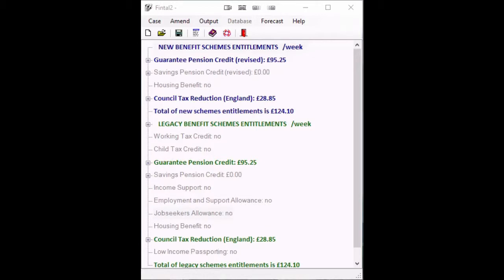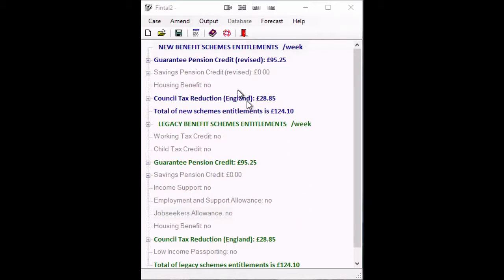But the calculation was for a couple who are over pension age and are therefore entitled to receive guarantee pension credit. If you're dealing with a case where the clients are under pension age but over 55, then you'll see quite a different set of results coming up.